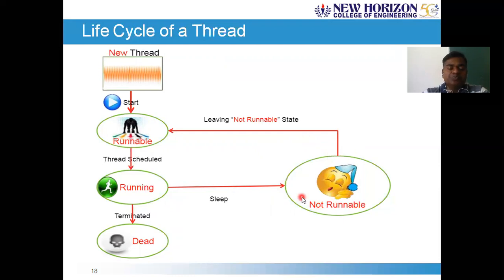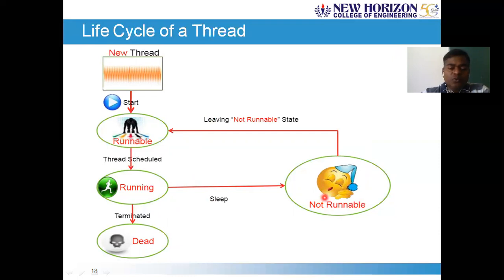and after that again you can make it resume. In order to observe the thread execution, you can make the thread sleep for some extent, and that state we call not runnable. And again, we can bring a sleeping thread back to the runnable state by making a call called notify.